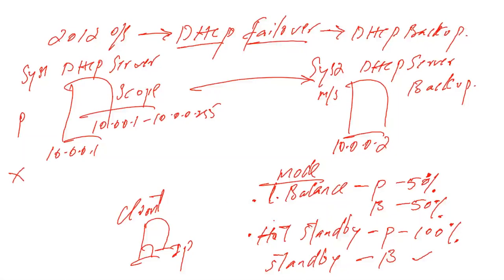Okay. In hot standby, my primary server gives the IP address to all clients, and the backup server is on standby. In future, if the primary server fails, then the backup server will give the IP address to clients.